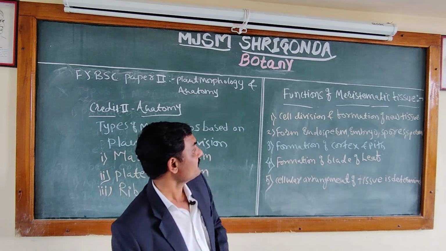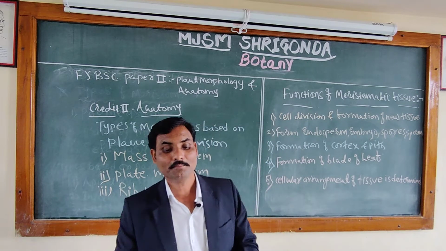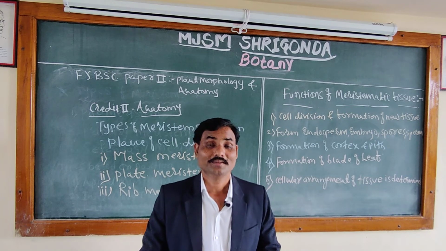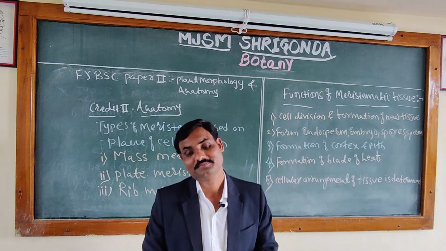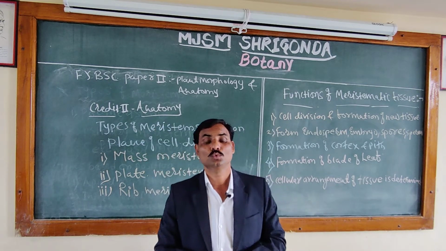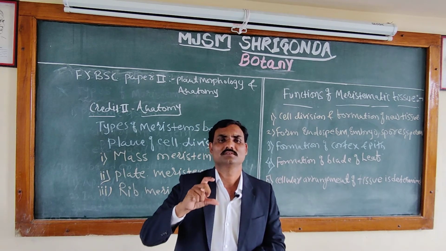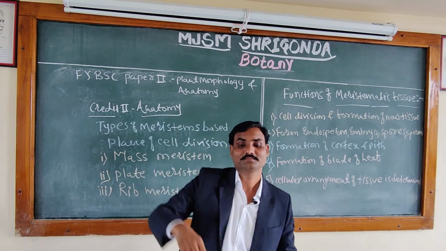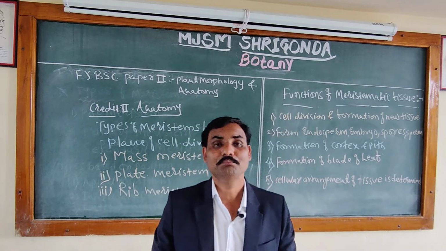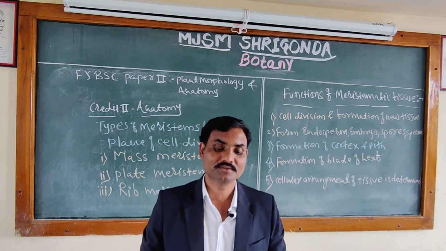Then what about rib meristem? What is the function of rib meristem? Rib meristem, or the tile meristem, that is another name, divides anticlinally to the long axis and gives rise to longitudinal files, rows of cells, and in this way cortex and pith are formed.